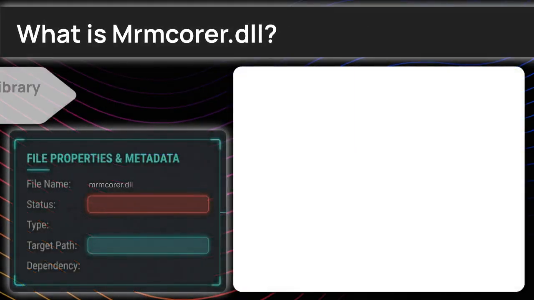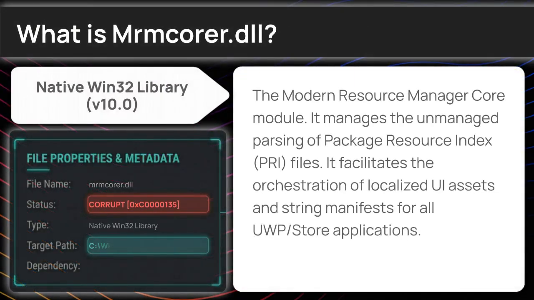This is the Mrmcorer library, the Modern Resource Manager core module. It manages the unmanaged parsing of package resource index (PRI) files. It facilitates the orchestration of localized UI assets and string manifests for all UWP and store applications. With that background out of the way, here is how we actually restore the missing component.